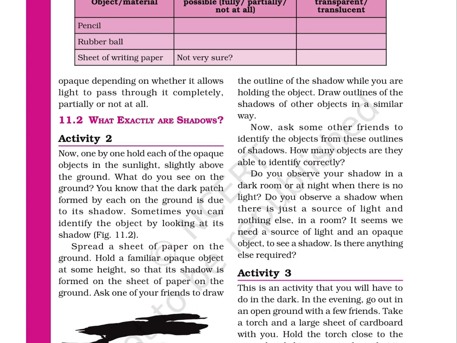Do you observe your shadow in a dark room or at night when there is no light? Do you observe a shadow when there is just a source of light and nothing else in a room? It seems we need a source of light and an opaque object to see a shadow. Is there anything else required?